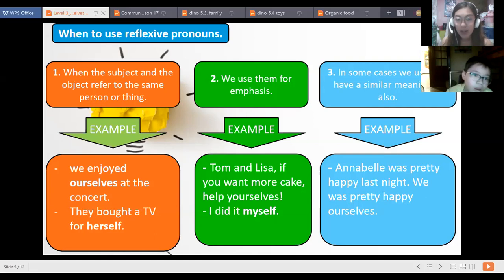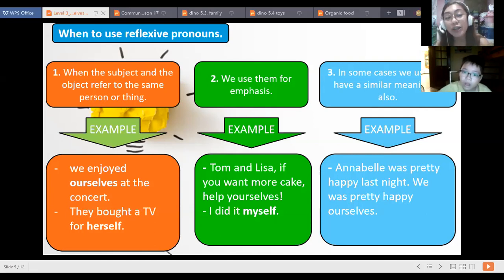Okay, so these are when to use the reflexive pronoun. Number one, when the subject and the object refer to the same person or thing. Number two, we use them for emphasis. And number three, in some cases, we use it to have a similar meaning to also.